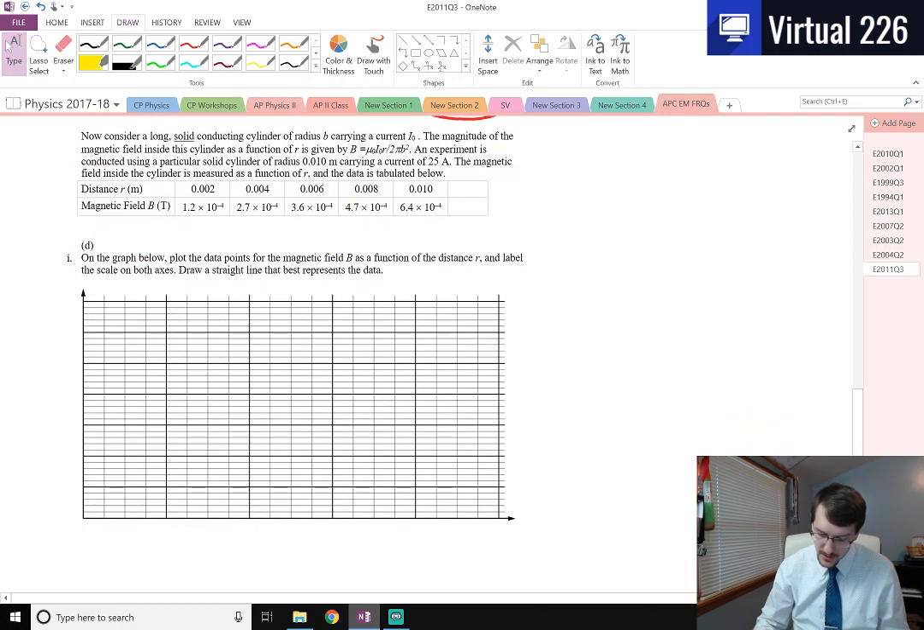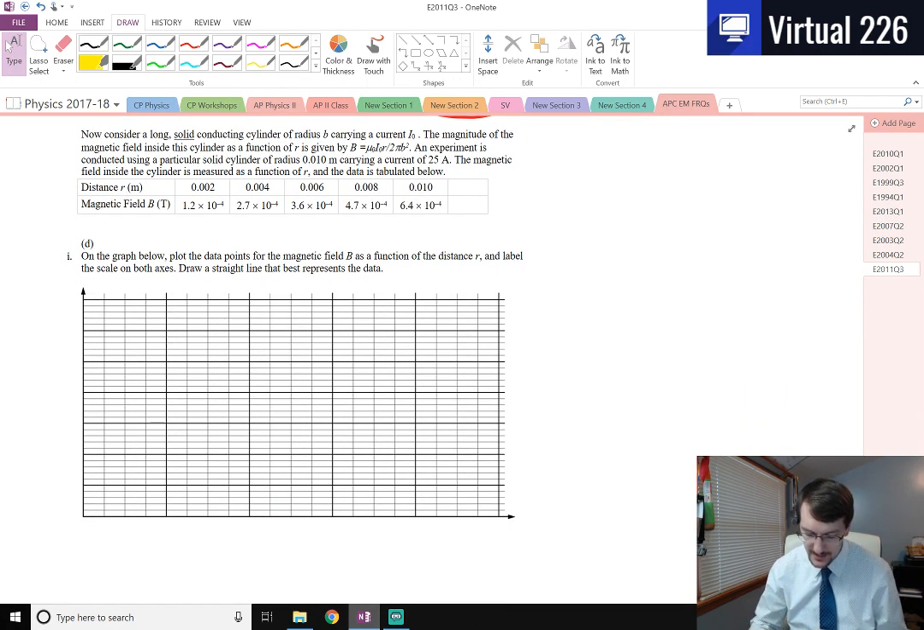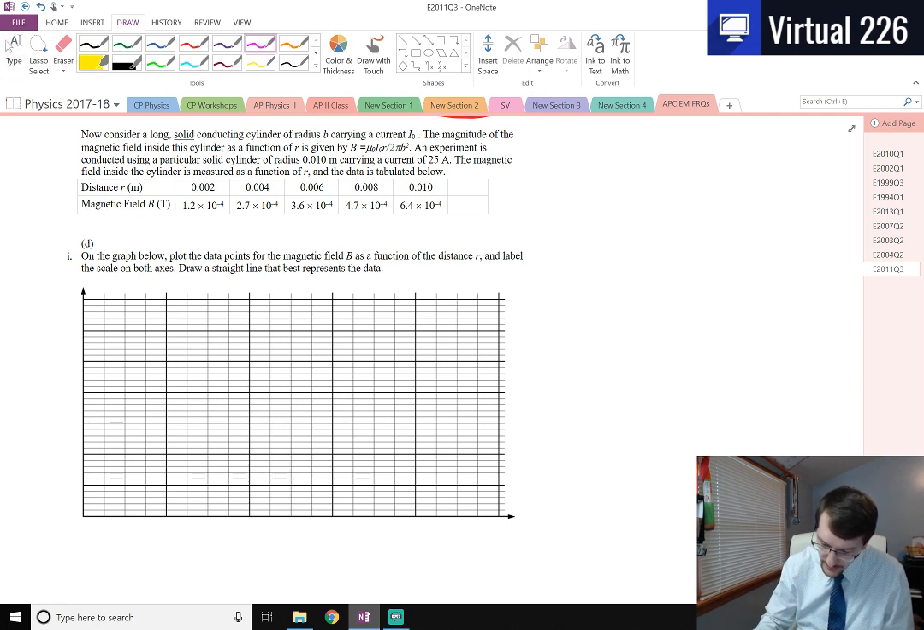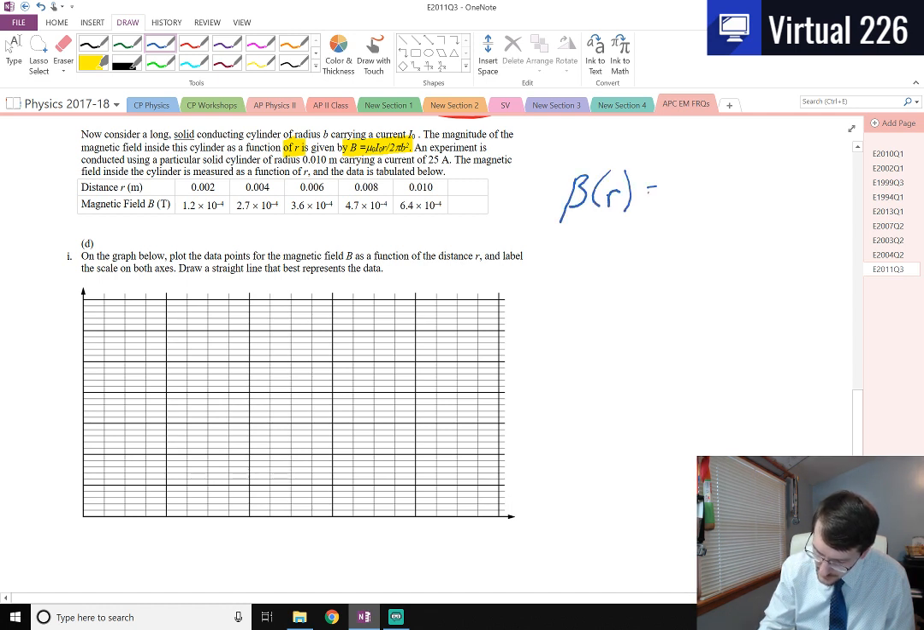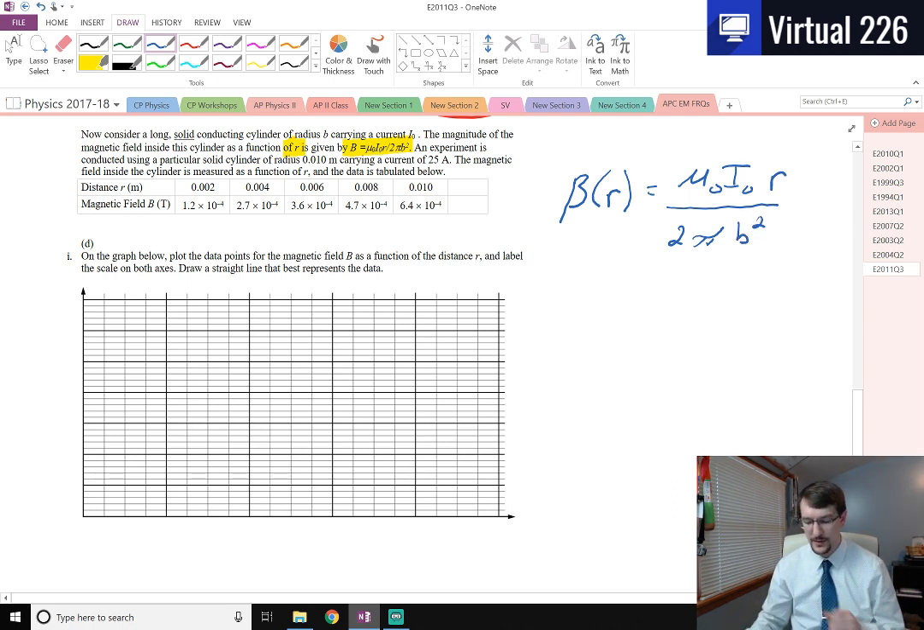The next part, what they've done is they've taken that wire and they've made it solid. So there's no longer a hollow opening in the center of it. It's just a solid wire of radius B with a current I naught. They said the magnitude of the B field here is given as a function of R. So I'm just going to write that again. We know the B field as a function of R is given as mu naught I naught R over 2 pi B squared. Okay, so I just wanted to make sure we have that, because that's probably going to be important.